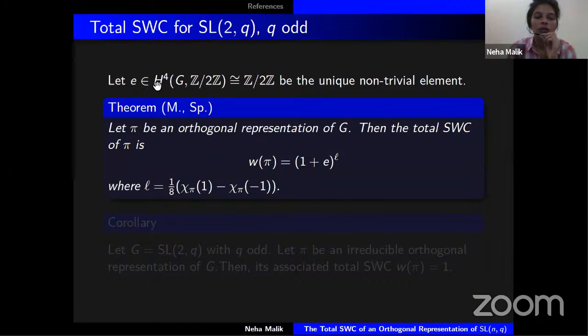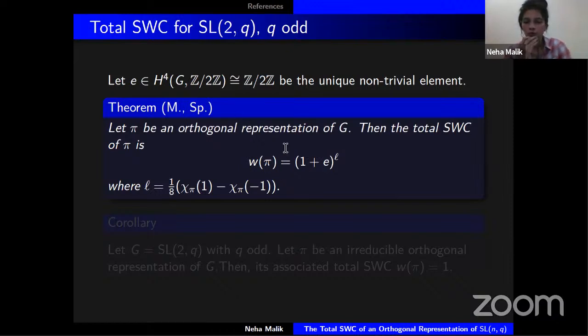Here, the fourth cohomology group of SL2Q is just isomorphic to Z mod 2Z. We take the non-trivial element here, and the total Stiefel-Whitney class of any orthogonal representation pi is represented using this E. W of pi. Anyhow, for the special linear groups, the first and second Stiefel-Whitney classes are anyway 0 for almost all of them.